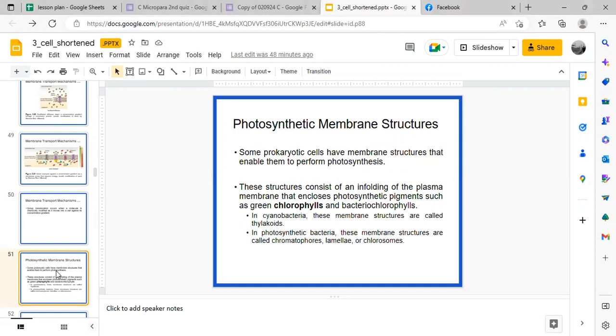Okay, so for some prokaryotic cells, they may have photosynthetic abilities. So they have chlorophylls inside. These structures consist of infolding of the plasma membrane, which includes chlorophylls or bacteriochlorophylls. Even for plants, the membrane structures are called thylakoids. Okay. So in bacteria, the membrane structures are called chromatophores, lamellae, or chlorosomes.